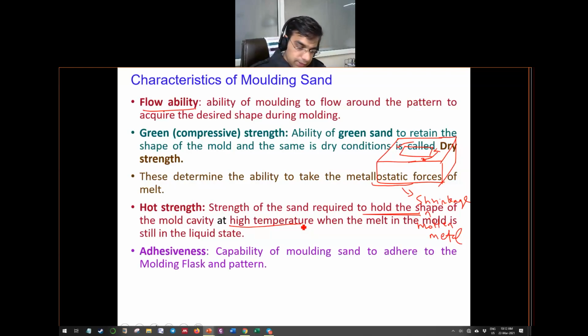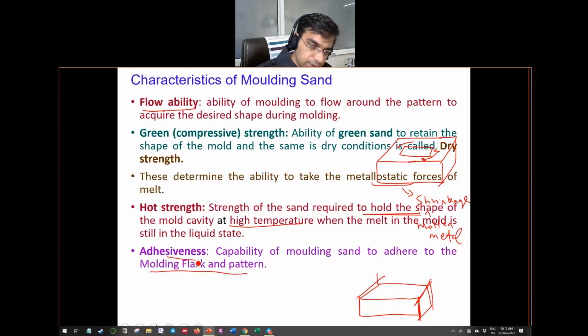Adhesiveness. So adhesiveness is the property of the molding sand to adhere to the molding flask and pattern. So this flask which is there, it is made up of metal. So this basically surrounds the sand which is molded here. So the ability to hold or stick with the walls of the metallic mold is known as the adhesiveness of the sand. So cohesiveness will be the property of the sand particles to hold together among themselves, and adhesiveness will be the property of the molding sand to adhere to the flask, which is of a different material, say metal.